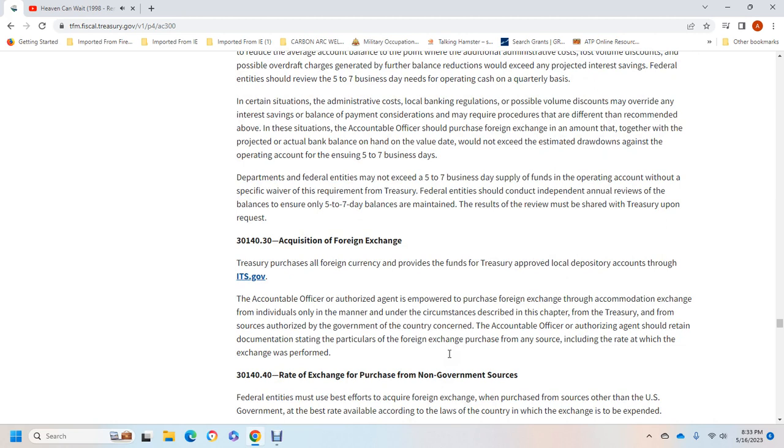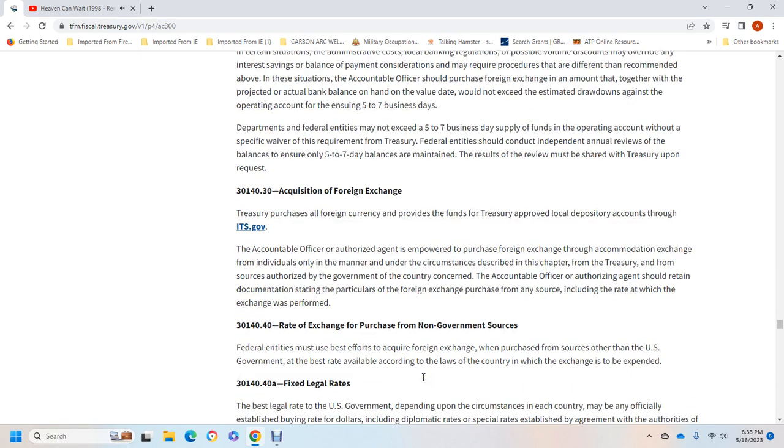Alright, 3140.30, the acquisition for exchange of the Treasury purchase for all of the foreign currency, to provide with the funds for the Treasury appropriated for the local depository accounting, so for the International Treasury Service for the government. The authorized agent empowered for the purchase of the foreign exchange, with the accommodated exchange for individual only, under circumstance subscribed to the chapter of the Treasury. The authorized agent shall retain the documentation particular with the foreign exchange purchase of the source, including the rate with which the exchange was performed.